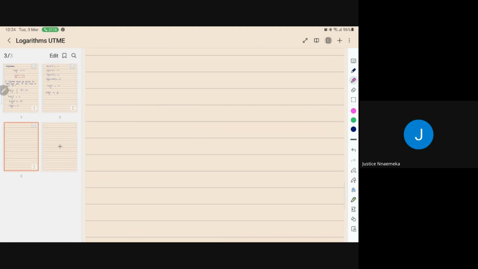All right, so let's look at the laws of logarithm. I'll just pitch my net on just about 5 of them. So let's look at the laws of logarithm.